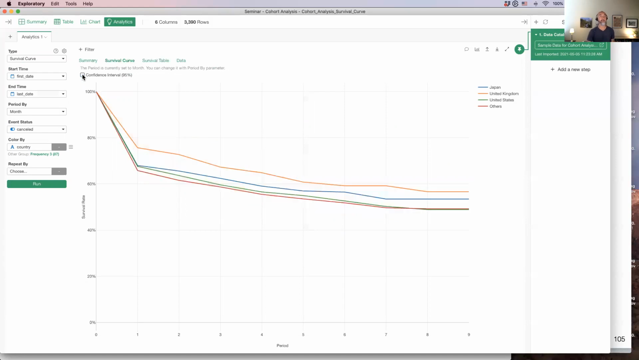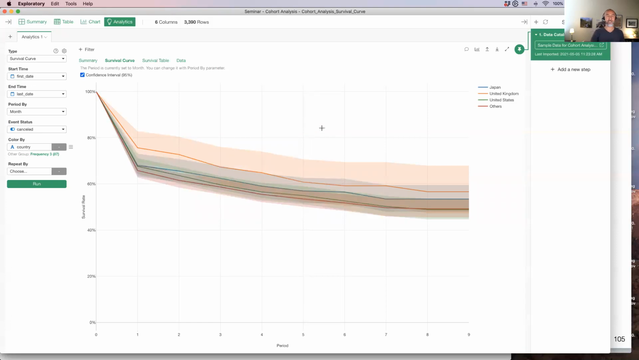And if I change the confidence interval off, I can see United Kingdom is at the top, and then Japan is next, and then United States, and then all the others. And if I turn the confidence interval on, whoa, this is overlapping. So maybe there's no difference, so what's going on here? So be careful. It depends which country you're comparing.